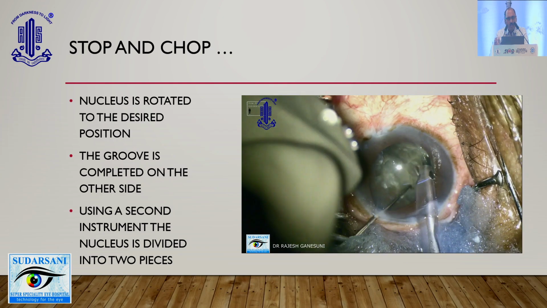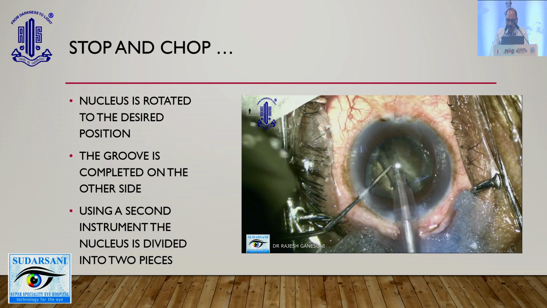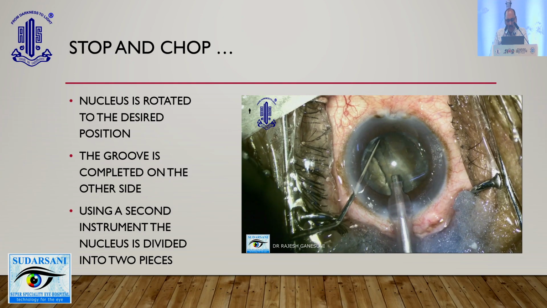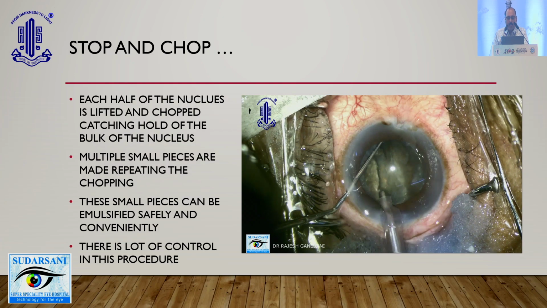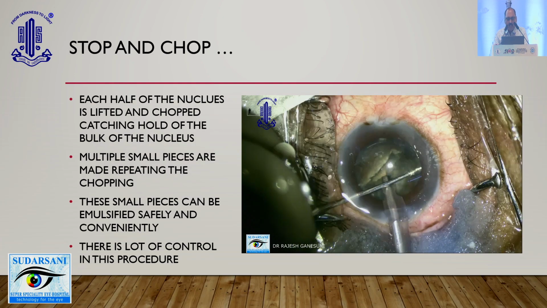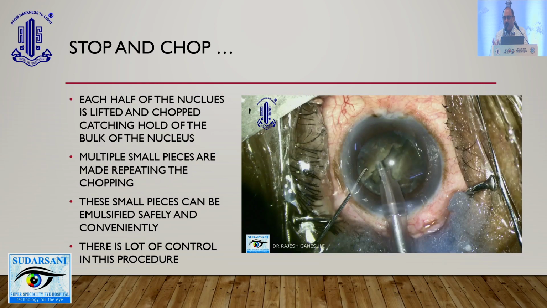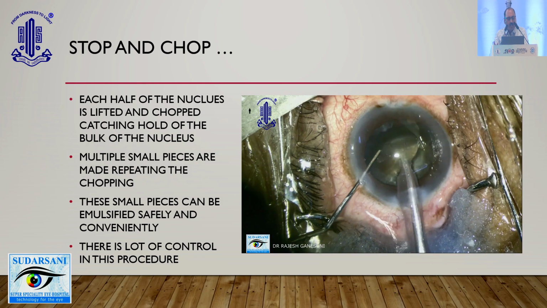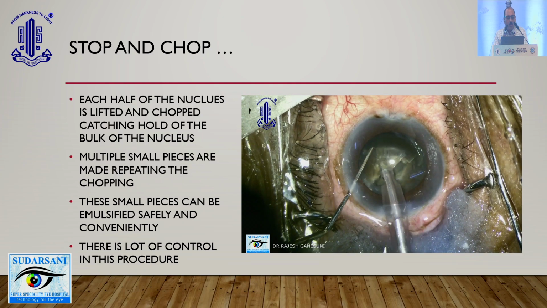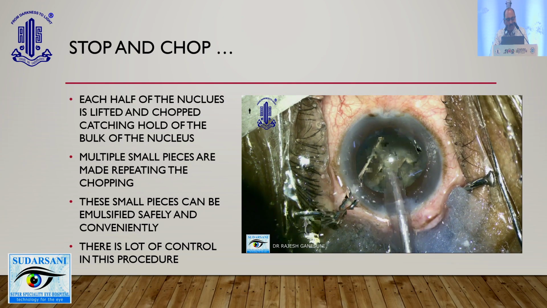Make sure that the posterior plate of the nucleus is also separated, and you get two halves. Each half of the nucleus now is lifted, again rotating it to your desired position, lifted and chopped, catching hold of the bulk of the nucleus.